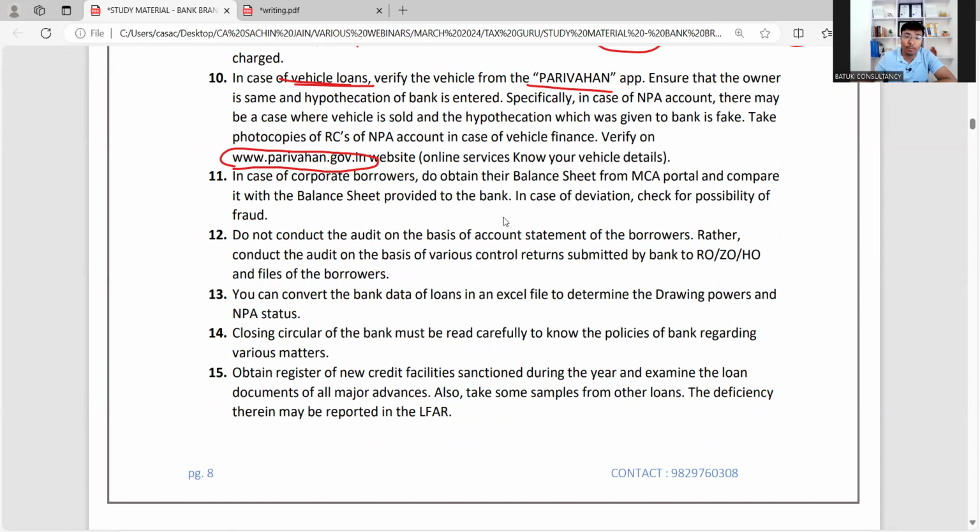In case of a corporate borrower, you can download the financial statement from the MCA website. Okay, if there is certain suspicion, and if you are checking the file of a big corporate entity, at that time you just need to check the financial statement submitted to the bank and whether the same has been submitted to the MCA portal or not. Or if there is any variation, in that case this is the biggest indication, or we need to check the possibility of fraud.